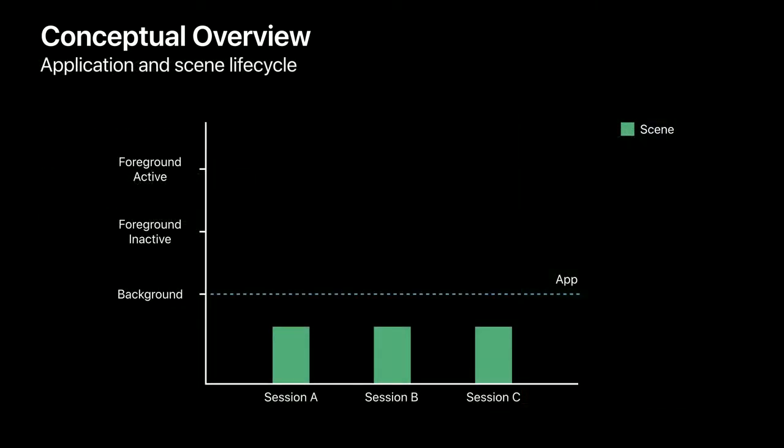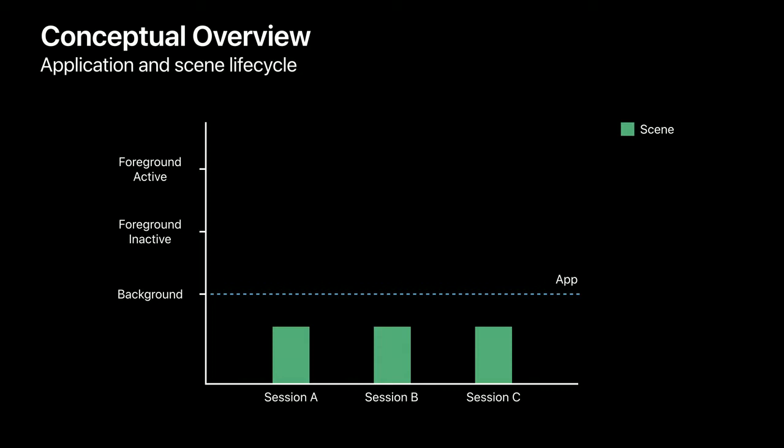To represent that, there is a handy chart we made up. We have 3 sessions in our application, which represents 3 different spaces in the system that my application is showing its interface. And right now, they're disconnected. They're below that background line. So my application just reports that its application state is background.